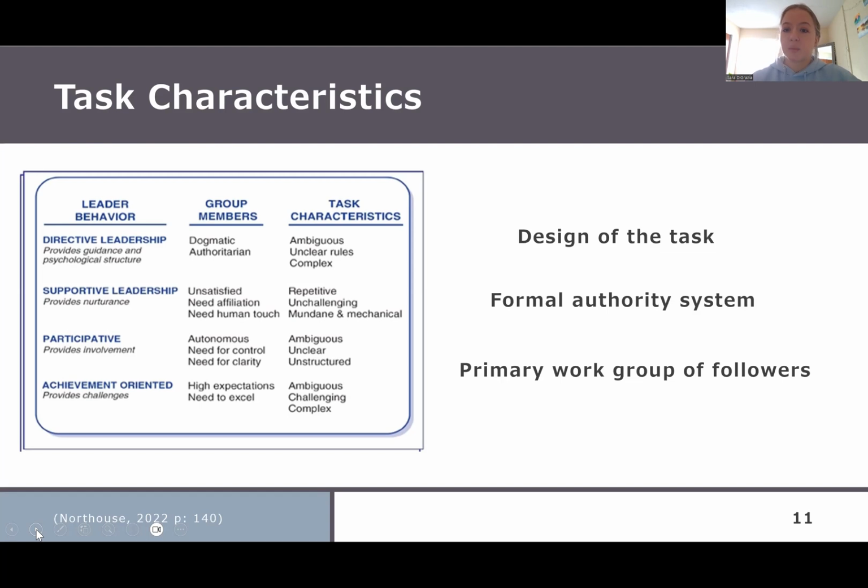Oh, and then on the right over here, we have design of the task, formal authority system, and primary work of group of followers. Those also tie into this. So the formal authority system, if your work is kind of mundane and boring, you might need your leader to step in and provide added support. So that's underneath the one where it says task characteristics, and it's repetitive, unchanging, mundane, mechanical. If you look over, you're going to want that more supportive type leadership to provide you with that extra boost to get through this work. And you just need some support.